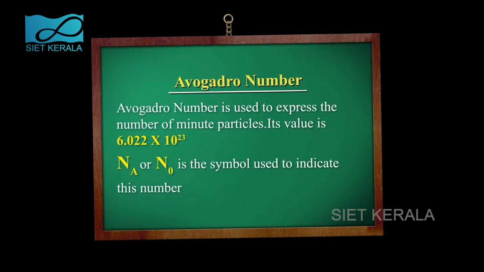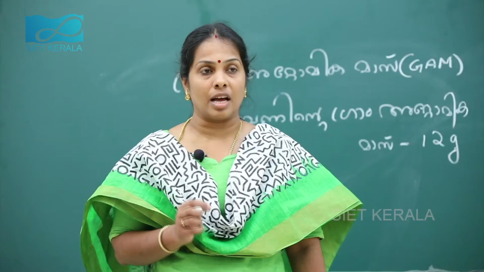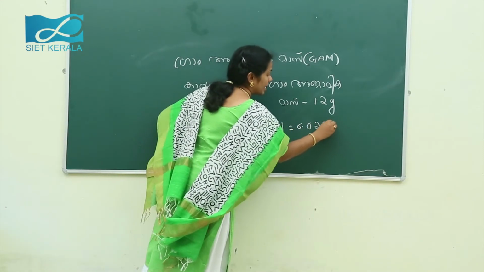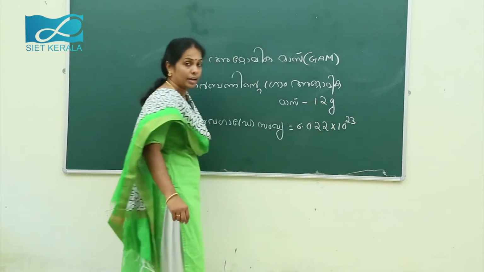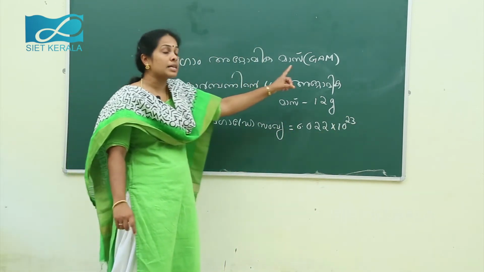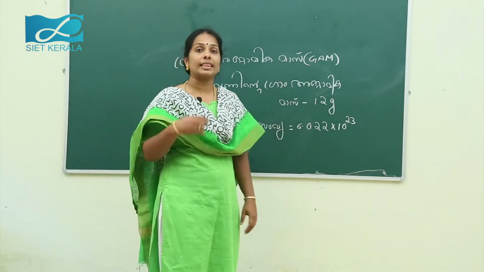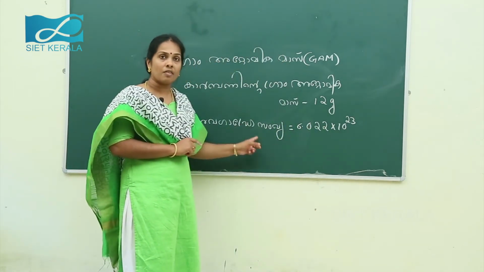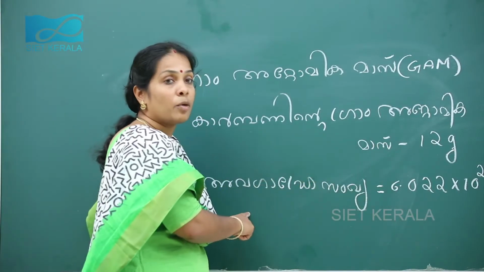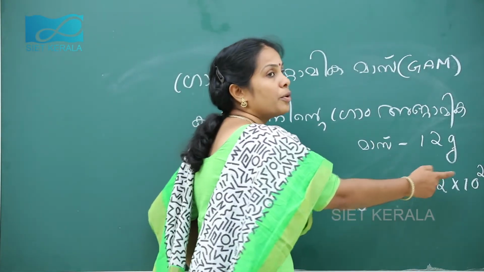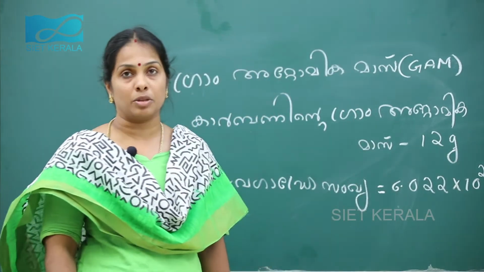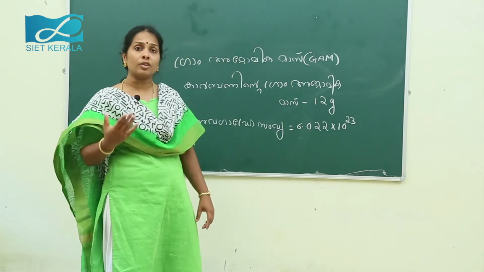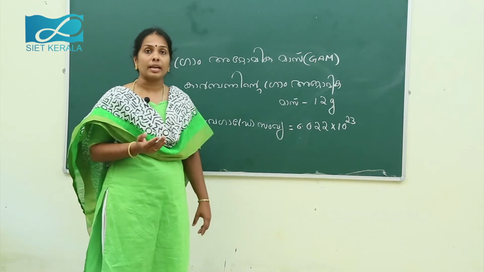We have seen that 1 GAM of carbon-12 is equal to 12 grams. Now, let's calculate how many atoms are present in 12 grams of carbon. For this, we use Avogadro's number. 12 grams of carbon is equal to 6.022 × 10^23 atoms. Similarly, we can calculate the number of particles in every element if we know the atomic mass.